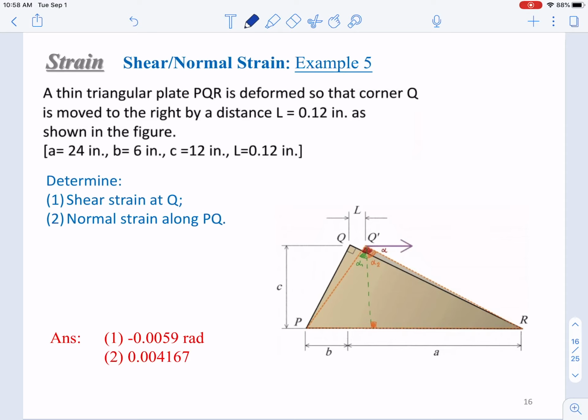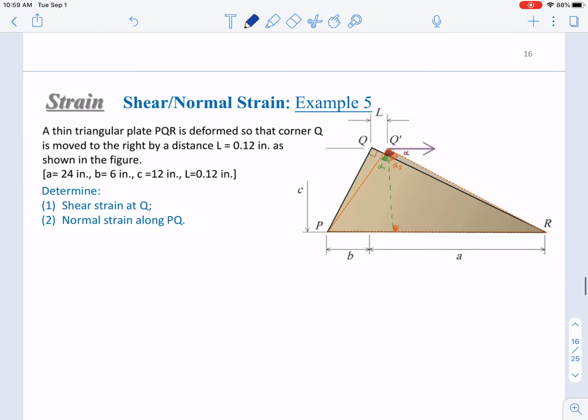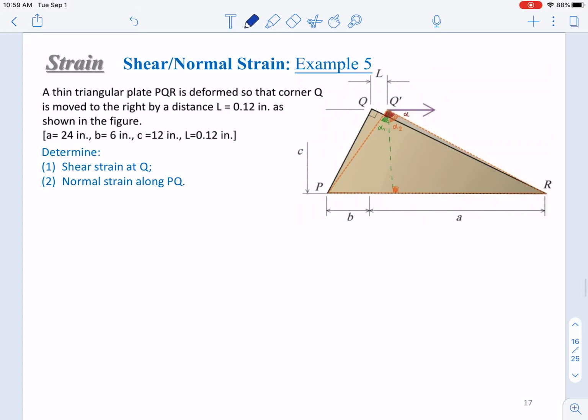Okay, here we are not dealing with a square-shaped stress element, so you cannot use gamma equals delta over L to find the shear strain. We have to use the other one, like gamma equals alpha minus beta. I use angle before deformation minus angle after deformation to find the shear strain. Okay, let's see how we can solve the shear strain at point Q.